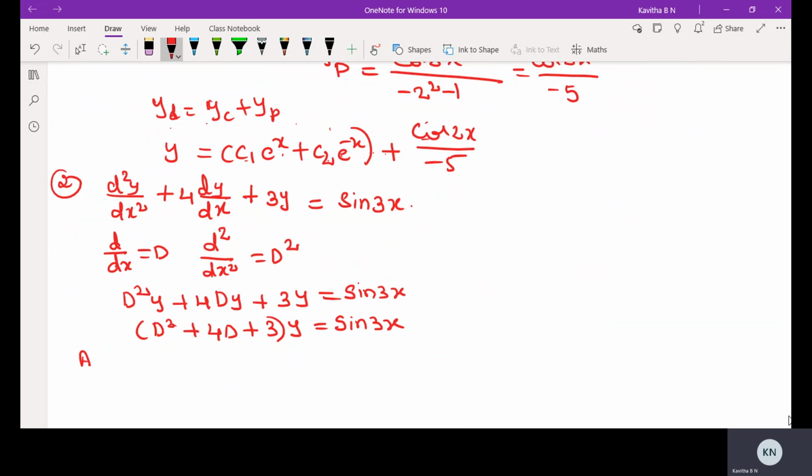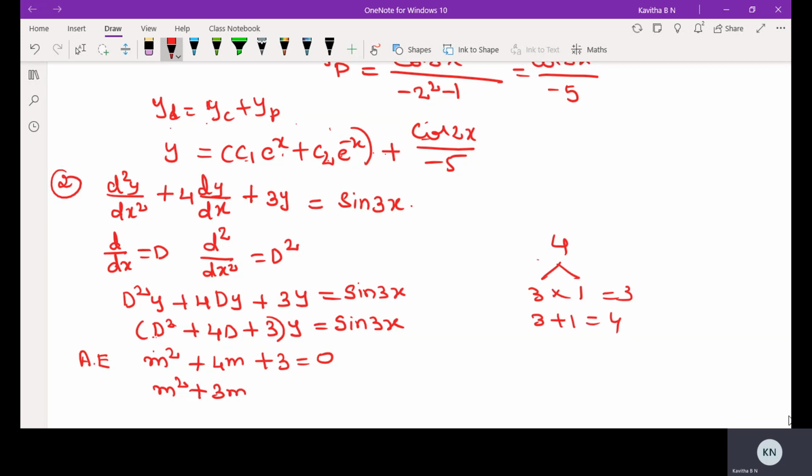Then write down the auxiliary equation. In place of D, you have to replace D with m. So m² + 4m + 3 = 0. Find out the roots here. 3 into 1 is 3, and 3 plus 1 is 4, so m² + 3m + m + 3 = 0.